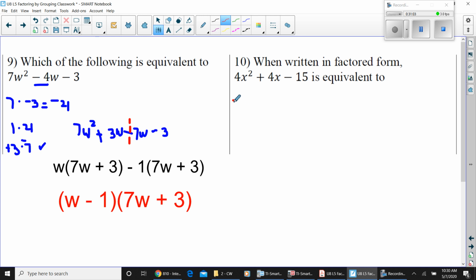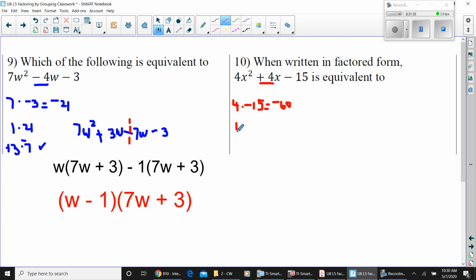All right, so to go on with number 10, and the last one, I'm going to do 4 times negative 15 first. And that is negative 60. All right, so negative 60. So you have to look for terms that multiply to negative 60 and that add to positive 4.